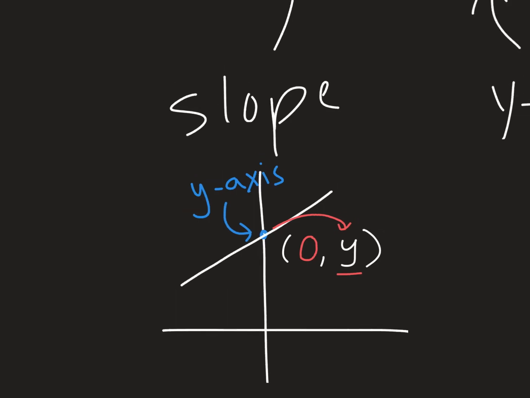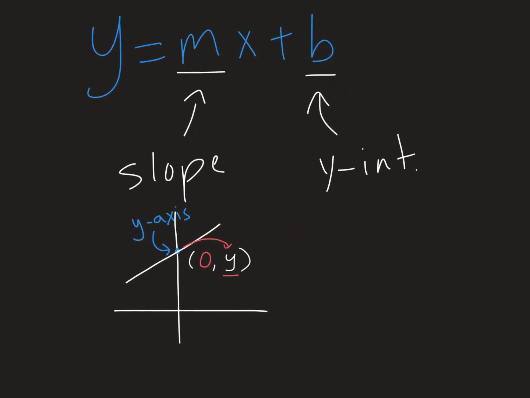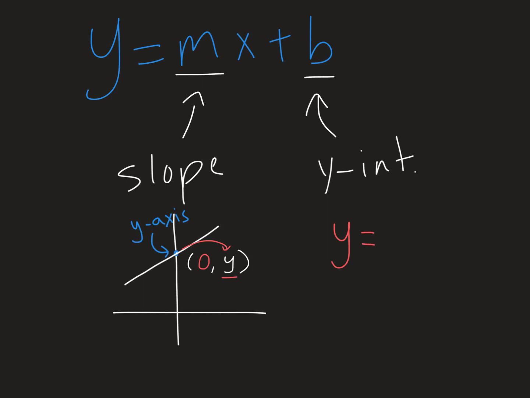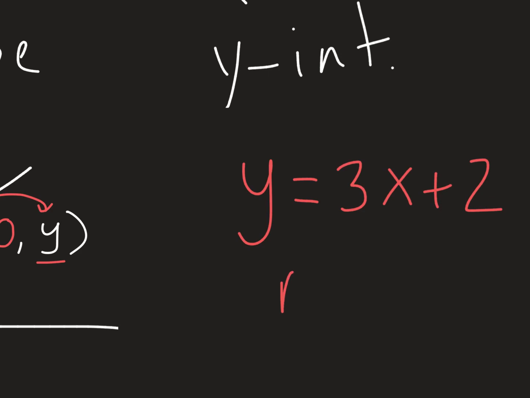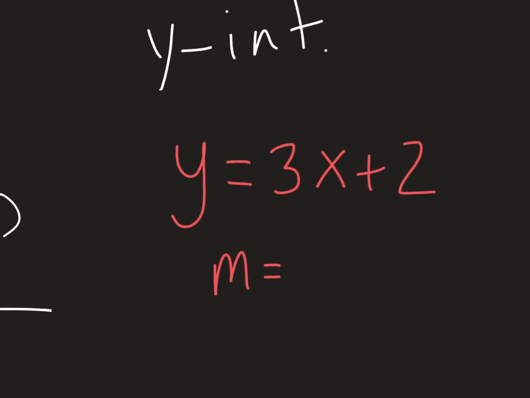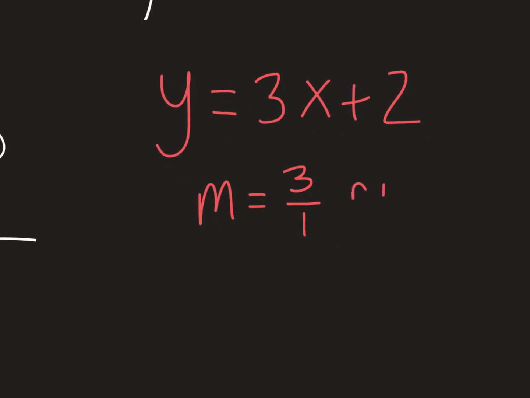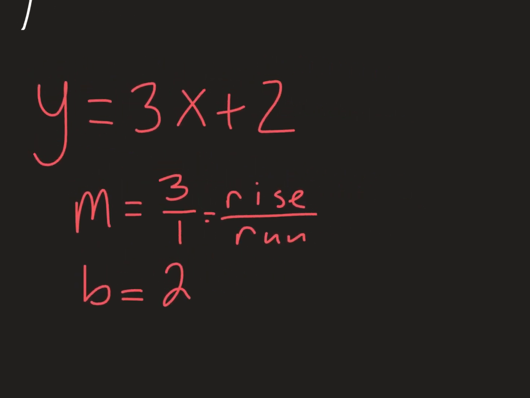So just to show you what we're talking about here, if I say y equals 3x plus 2, okay, what's m? What's my slope? 3, and I'm going to write that as a fraction. It's 3 over 1. So my slope is rise 3 and run 1. Okay, and my b value is what value? My y-intercept is what value? 2.